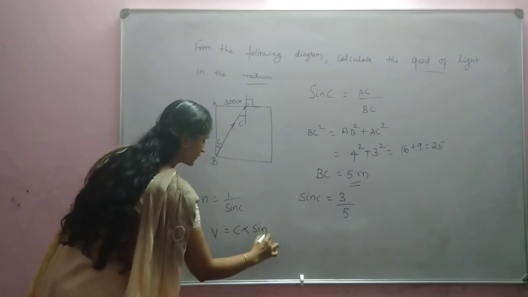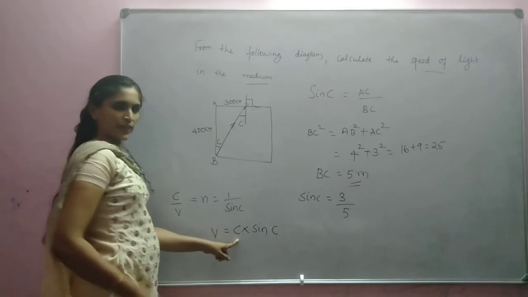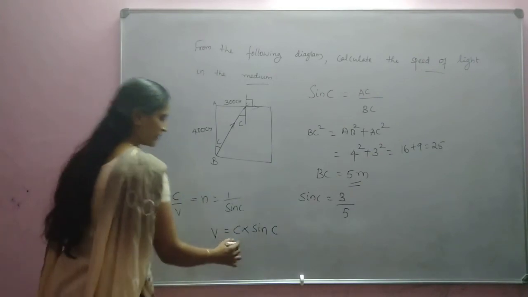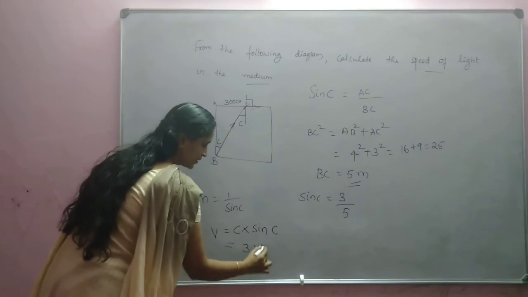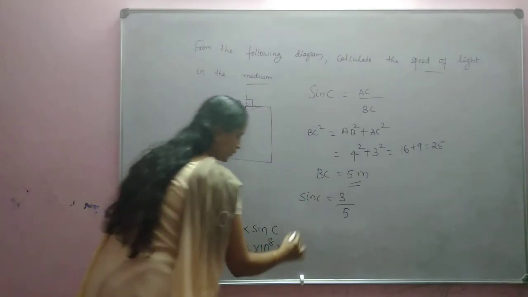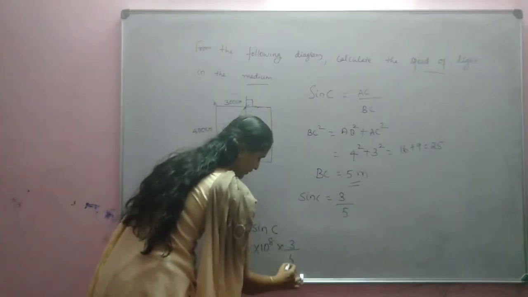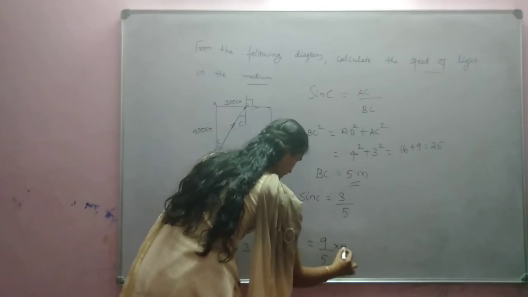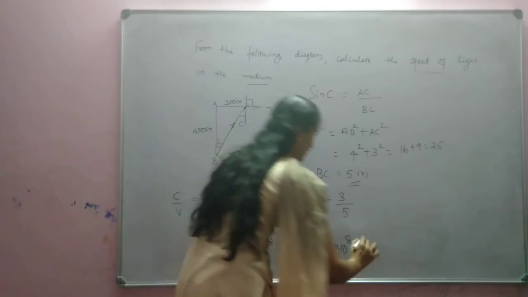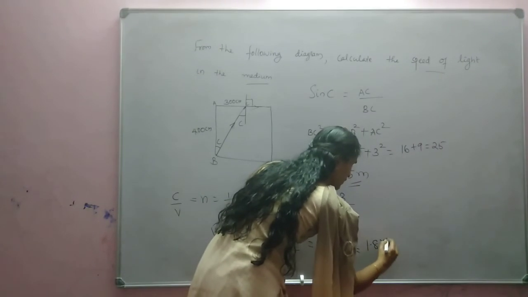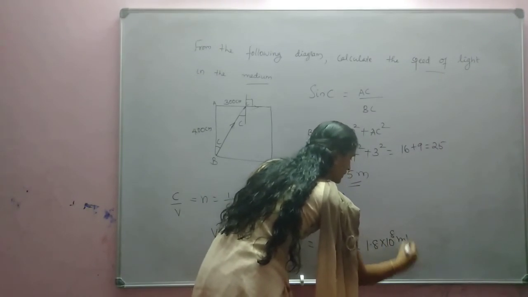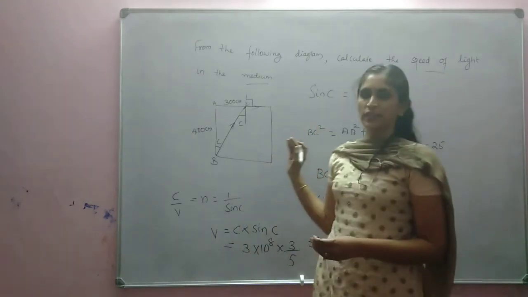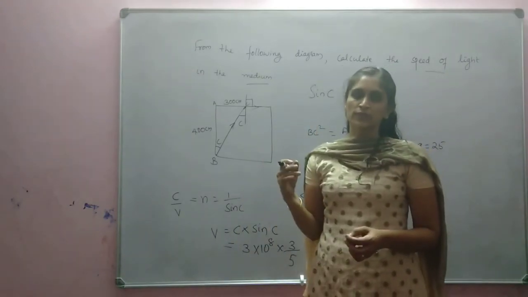Can we write? C is the speed of light and sin C corresponds to the critical angle. Okay. C is given as 3 into 10 raised to 8 into 3 by 5. What will you get? 9 by 5 into 10 raised to 8. So we can write it as 1.8 into 10 raised to 8 meter per second. Okay. Is it clear? So this is the way of solving problems related to critical angles.